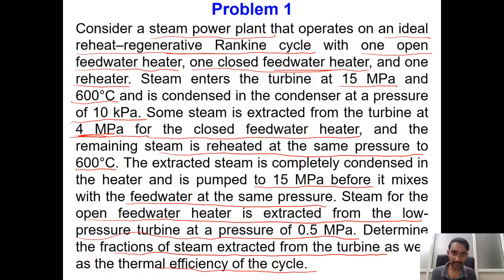After that, what is the next data given? The next data given is that the feed water, the steam we have extracted, is once again pumped to 15 megapascals.